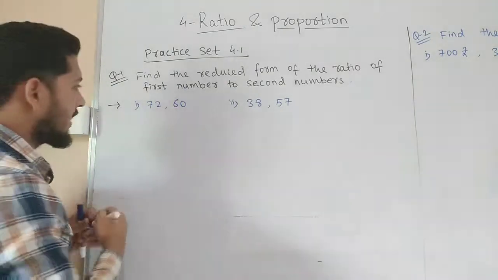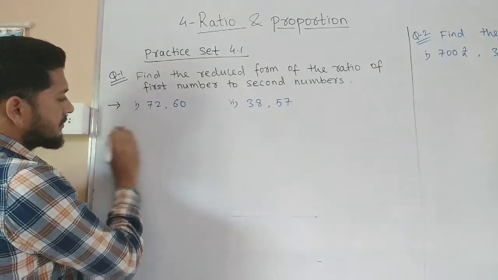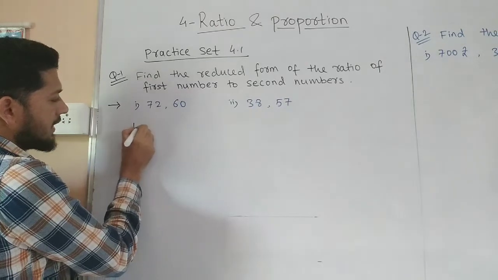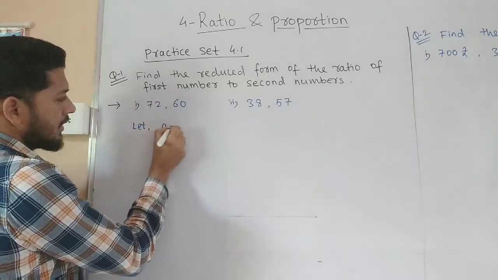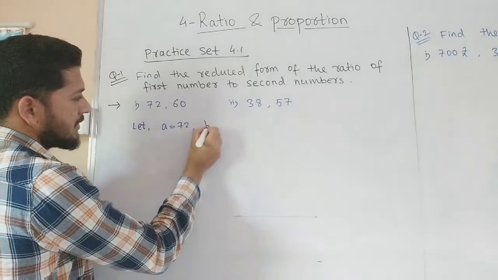How will you start with this? First we'll consider, let A be 72 and B be 60.